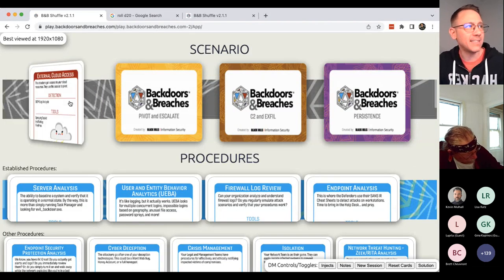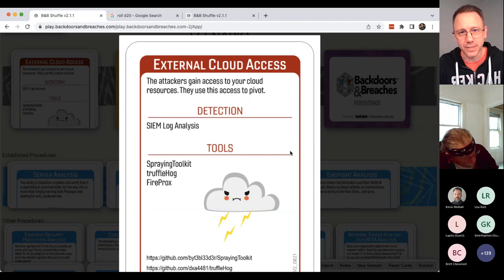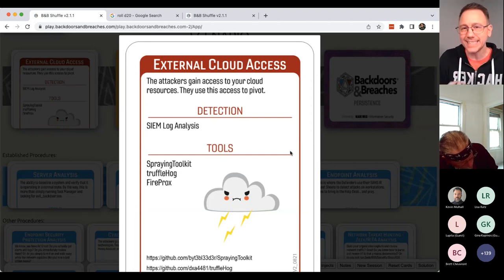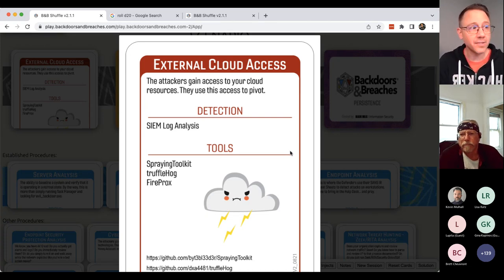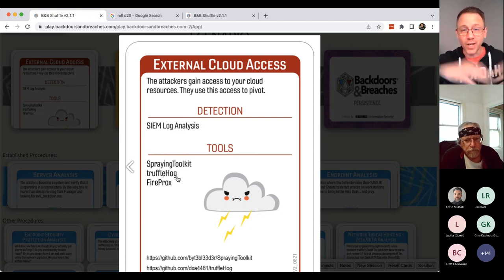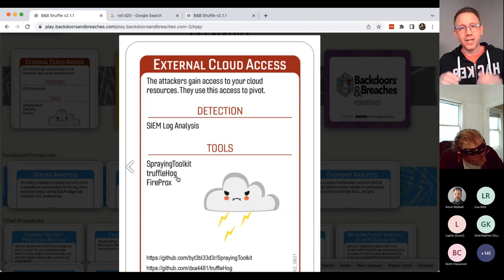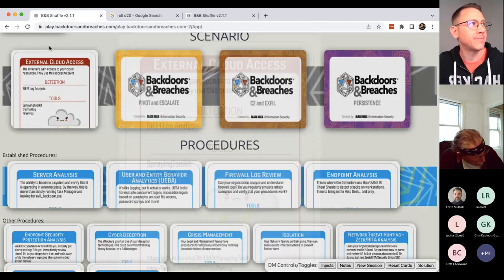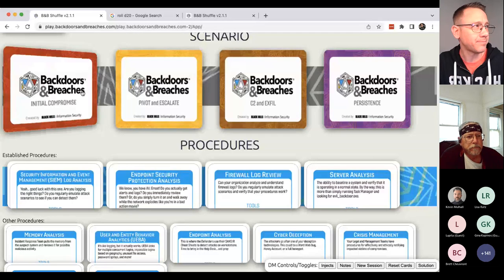Getting in through external cloud access is not hard. If any of you right now are using cloud resources, getting in through external cloud access is not difficult, because most likely you have a lot of misconfigurations for access and permissions for all of your users. Attackers can use tools like Spring Toolkit, TruffleHog, and Fireprox to run a scan against your cloud resources, find the two or three people who have misconfigured permissions, and use that to get access into your environment. So the initial compromise is relatively easy. Let's take a look at another one.